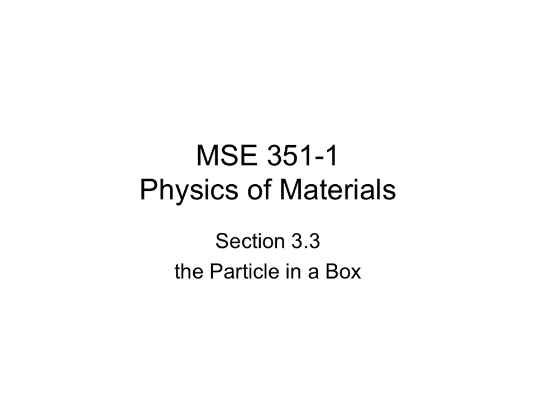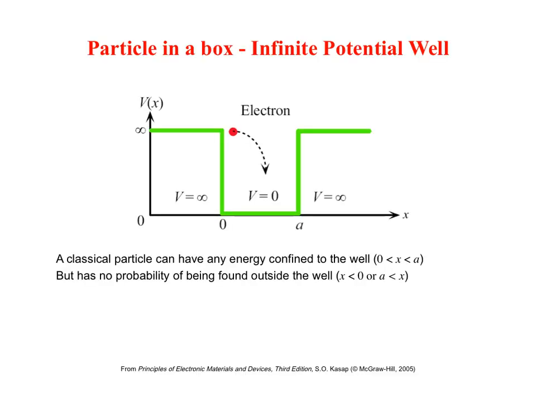In this section, we discuss the example of a particle confined to a box. This is the simplest example of the new and somewhat strange physics of quantum mechanics, and an example that we will come back to from time to time. Imagine we have a particle, such as an electron, confined to a box where the edges of the box are at x equals 0 and x equals a.